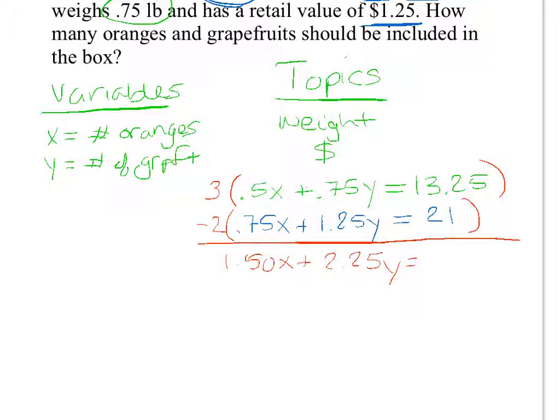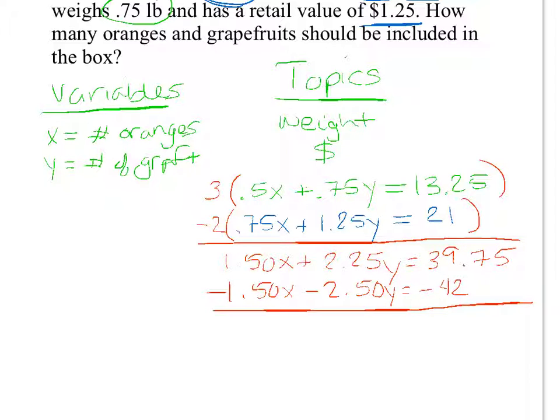Y equals 3 times 13.25 would be $39.75. And then on the bottom I get a negative $1.50x minus 2 times that would be $2.50. Y equals a negative 42. Alright, so now we look at our x's and they actually zero pair out.